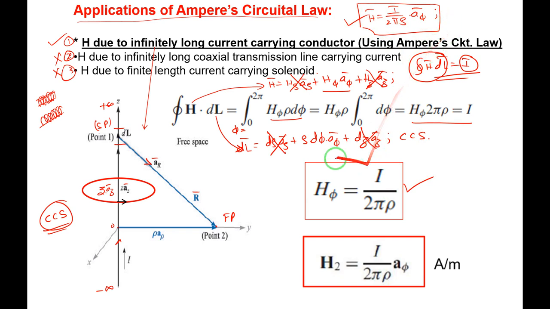Earlier we did this by using the Biot-Savart law. Here we are using Ampere circuital law and we have proved that h phi is equal to I by 2 pi rho. But this is the component of the magnetic field intensity along the phi direction. If I write in terms of vector, H vector is equal to I by 2 pi rho into a phi vector. It is nothing but H vector equal to h phi into a phi. So we have derived the magnetic field intensity due to an infinitely long current carrying conductor using Ampere circuital law. We got the same result: H vector is equal to I by 2 pi rho into a phi amp per meter. Got it?